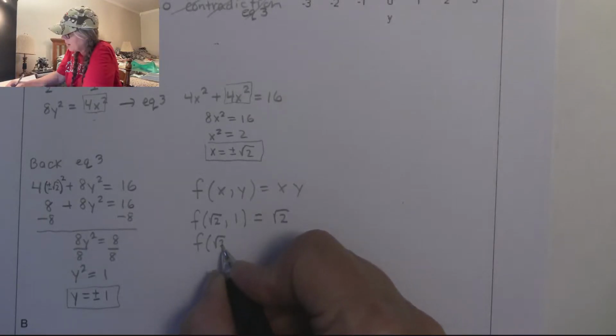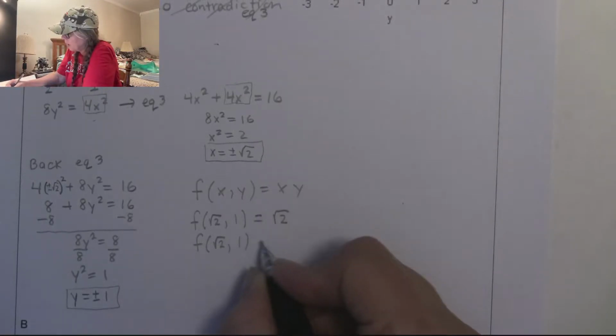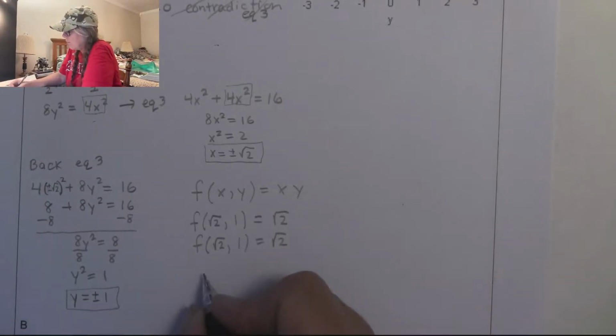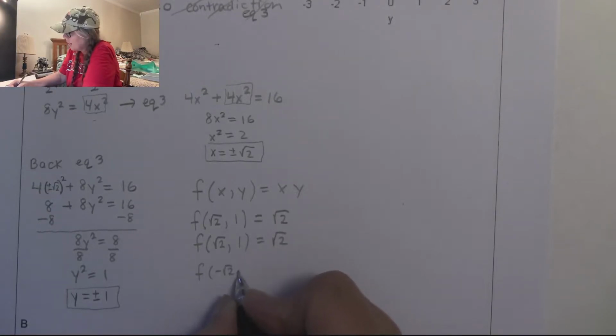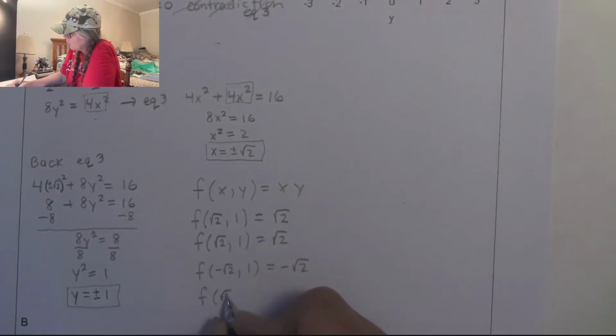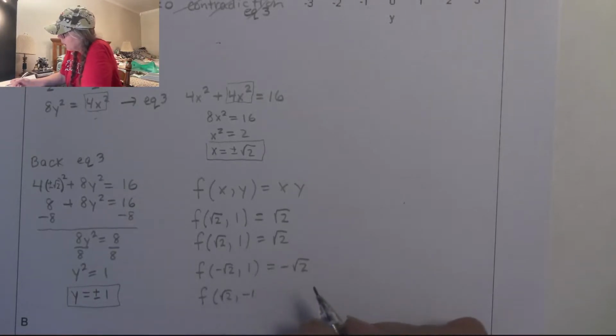So I'm going to write that next, just so I can have a grouping of these that are both the square root of 2. And then the other 2 critical points I have are when they're 1 negative and 1 positive. So the square root of 2 negative and 1 positive would make negative square root of 2 when you multiply them. And the other way around, when the square root of 2 and then negative 1.